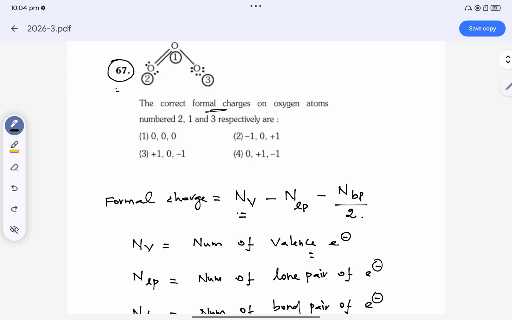Here the oxygen atom is given. Its atomic number is 8, distributed as 2 and 6. So 6 will be the valence electron, the outermost electrons. So the valence electron of oxygen is 6, minus the number of lone pair electrons, minus the number of bond pair electrons divided by 2. This is the special formula for calculating formal charge. We will calculate one by one.